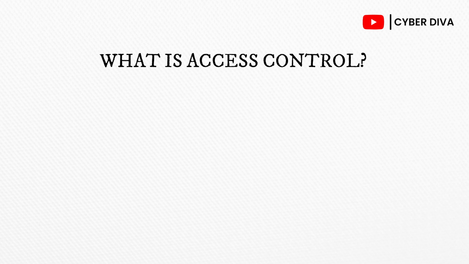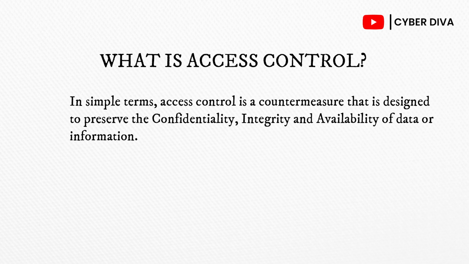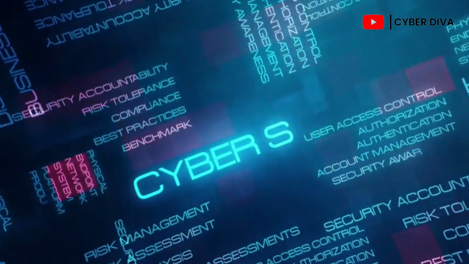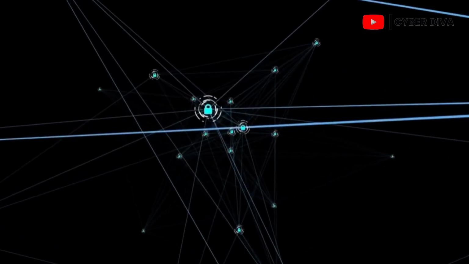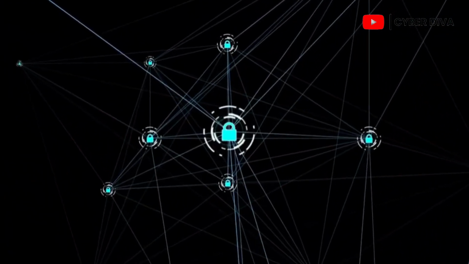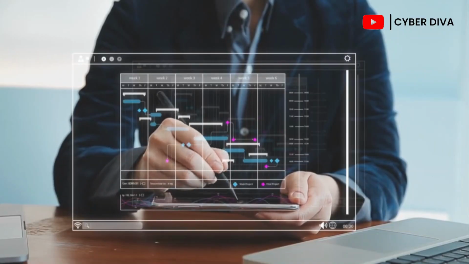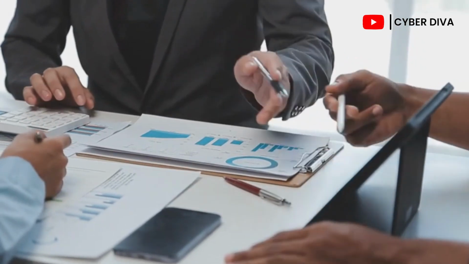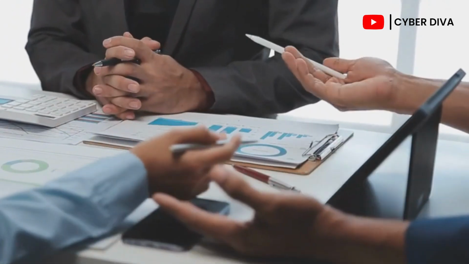So what is access control? In simple terms, access control is a countermeasure that is designed to preserve the confidentiality, integrity, and availability of data or information. Basically, access controls or security controls regulate who or what can view or use resources or data within an organization. For example, a manager can access confidential financial reports, but regular employees can only view general company data.